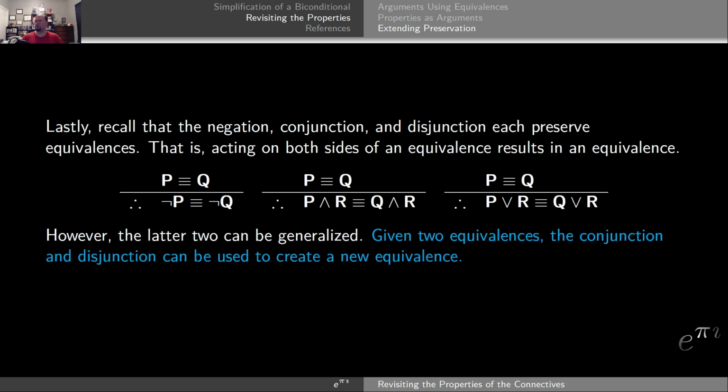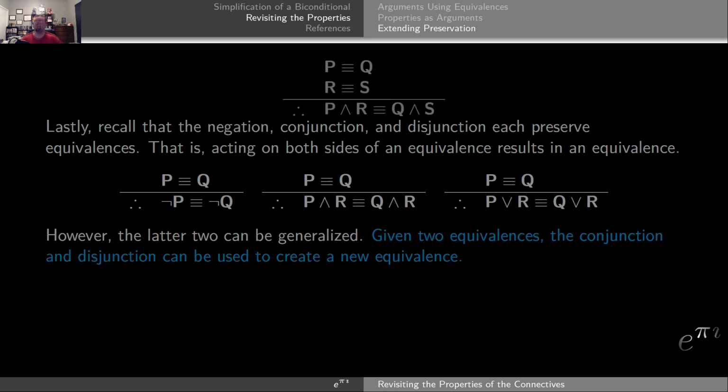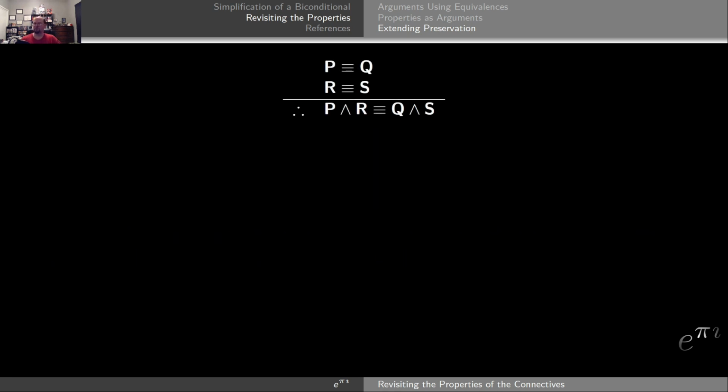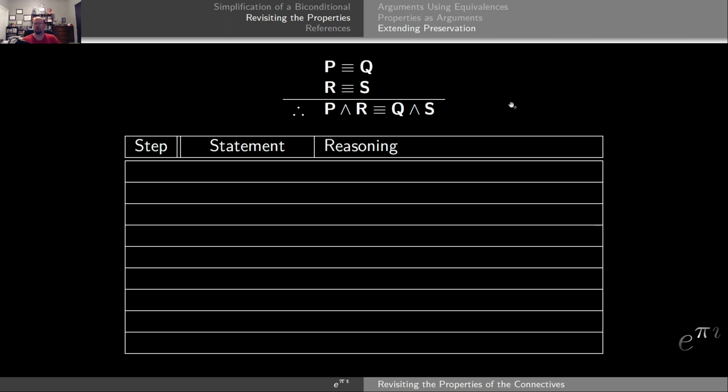Given two equivalences, the conjunction and disjunction can be used to create a new equivalence. First, let's show that the conjunction preserves equivalences in the following way. My first premise is going to be P is equivalent to Q. My second premise is going to be R is equivalent to S. I want to conclude that P conjunction with R is equivalent to Q conjunction with S. That is, if I conjunction the left-hand sides and conjunction the right-hand sides, the results should both be equivalent. So, how do I demonstrate that this is a valid argument? Well, here's the proof that I'm going to use. I'm going to start with the first premise, which is P is equivalent to Q.